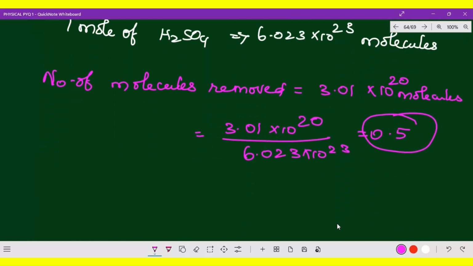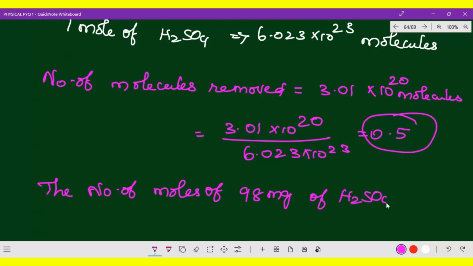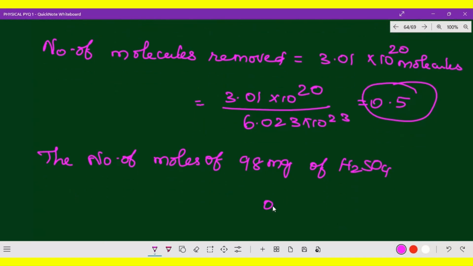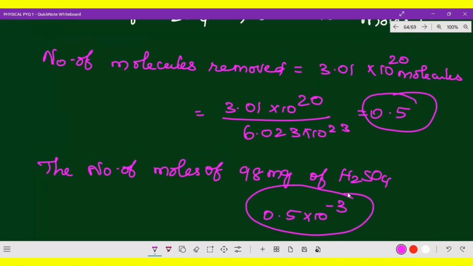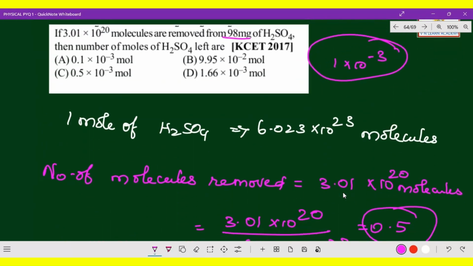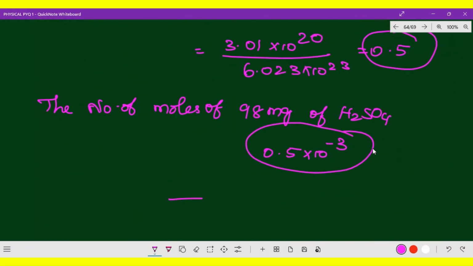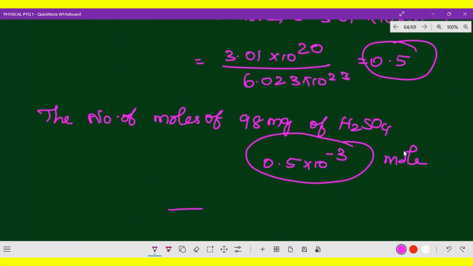Okay, now here what we should add is 10 to the power of minus 3. Why? Because they are asking in milligram. So the number of moles of 98 milligram of H2SO4, how much is it? 0.5 into 10 to the power of minus 3 left. That is 0.5 into 10 to the power of minus 3 mole. See, number of moles only they are asking, right? So mole. Right. I hope you got the clarity.